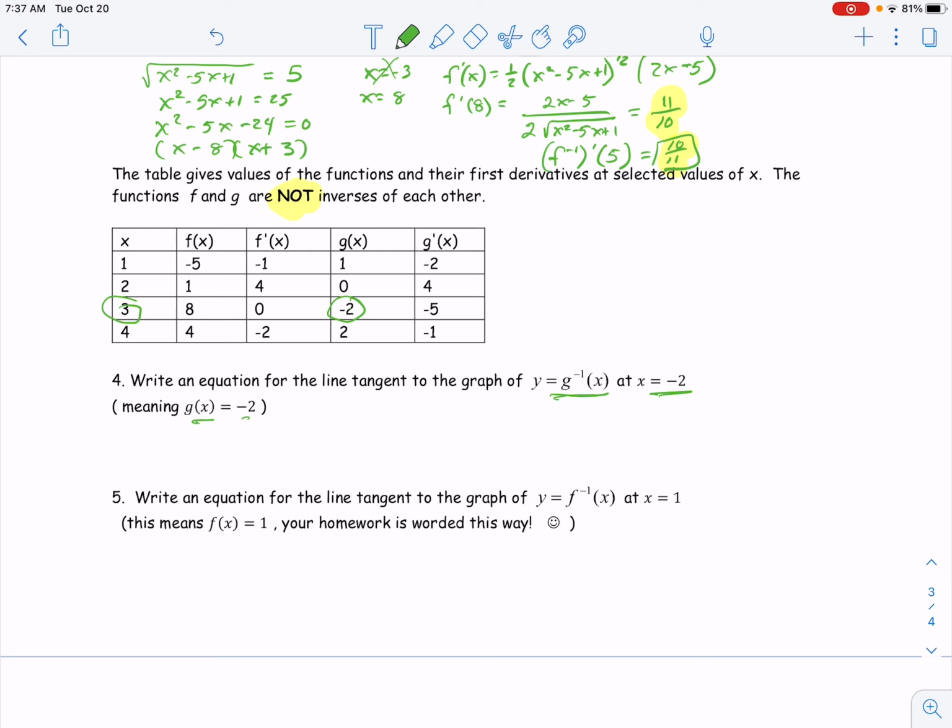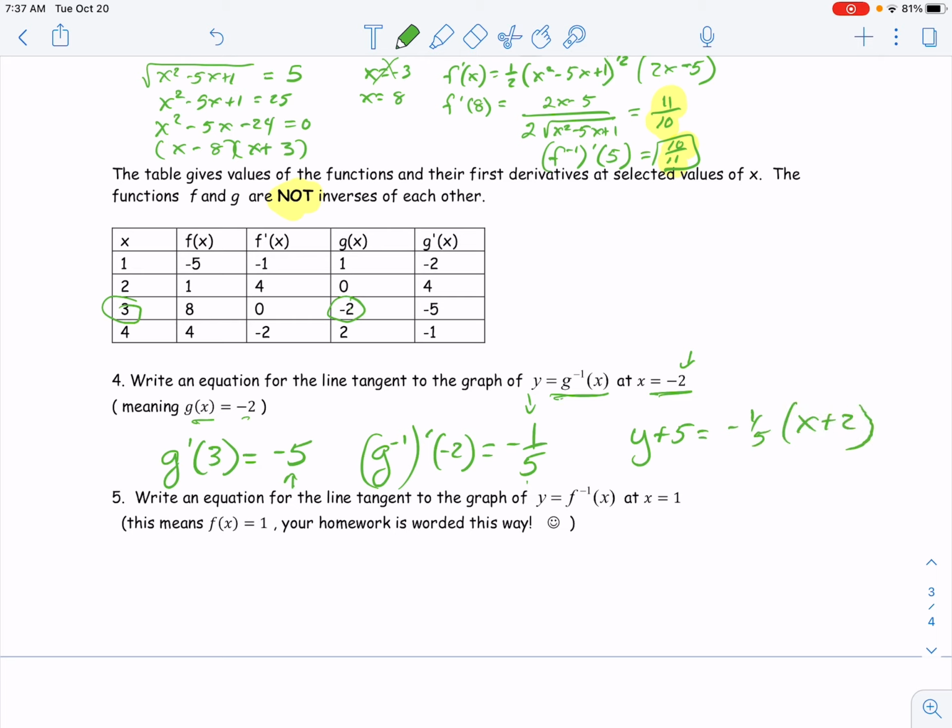Okay, the derivative of g at 3, let's erase that, that's just a mess. Okay, the derivative of g at 3 is equal to negative 5. So the derivative of the inverse at negative 2 is negative 1/5. So that's the slope of my line. This is the x on my line. This is the y on my line. So you get y minus 3 equals negative 1/5 times x minus negative 2, because they wanted it to the inverse. Let's do it again.